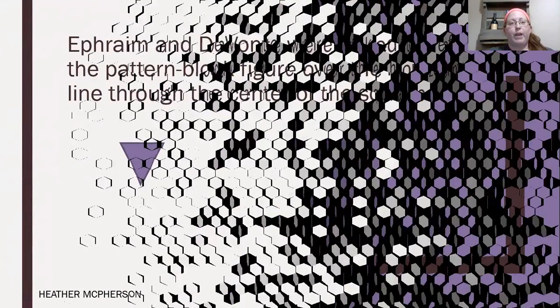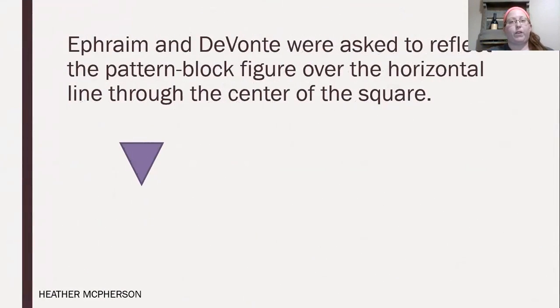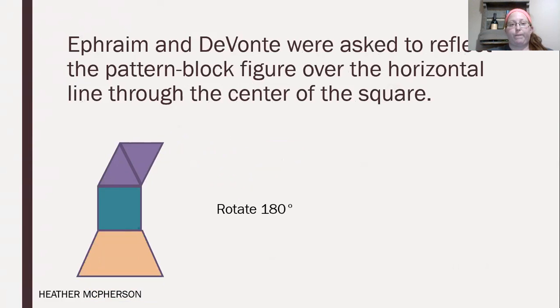So, first we have Ephraim and Devont were asked to reflect the pattern block figure over the horizontal line through the center of the square. So here on the left, we're going to have the first figure that they were asked to reflect. You have two triangles, a square, and a trapezoid. Now, in order to reflect the block figure over the horizontal line through the center of the square, you're going to rotate it about 180 degrees.